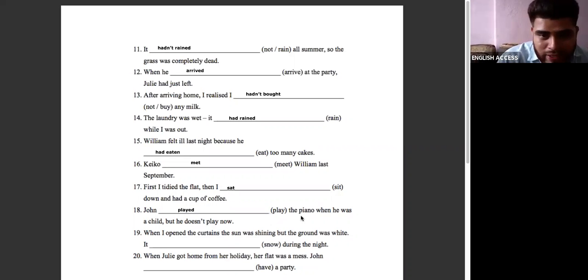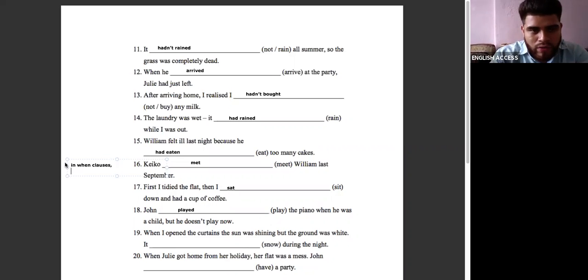Okay, now let me explain this. In when clauses, use the same tense before and after when to talk about things that happen in the same period of time.